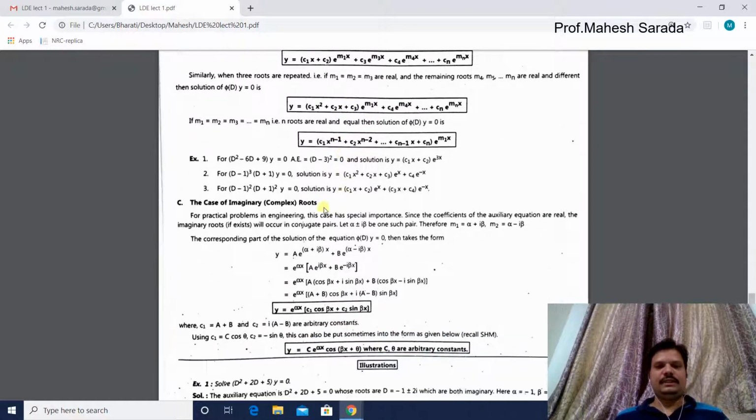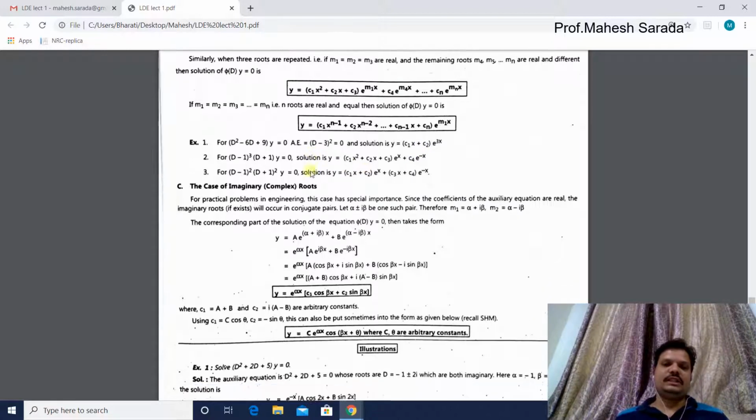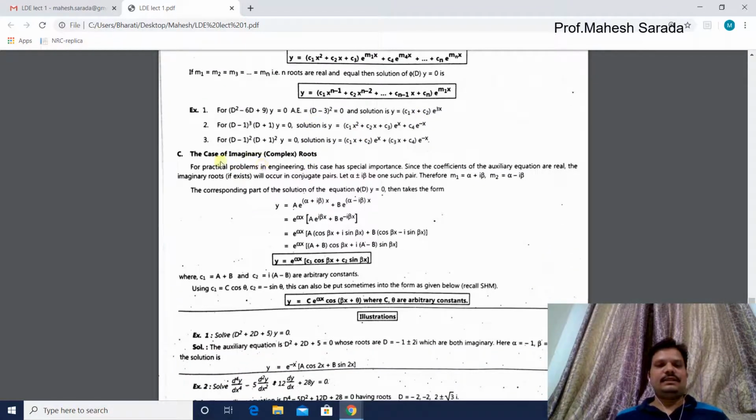Now see the example. This is an order 2 linear differential equation, so we can write it as (D minus 3) whole square equal to 0. The roots are 3, 3, so this is a real and repeated root. That's why our solution becomes y equals (c1x plus c2) e raised to 3x, or we may write it as (c1 plus c2x) e raised to 3x. So if we have real and repeated roots, we can write the solution like this. This is the second case.